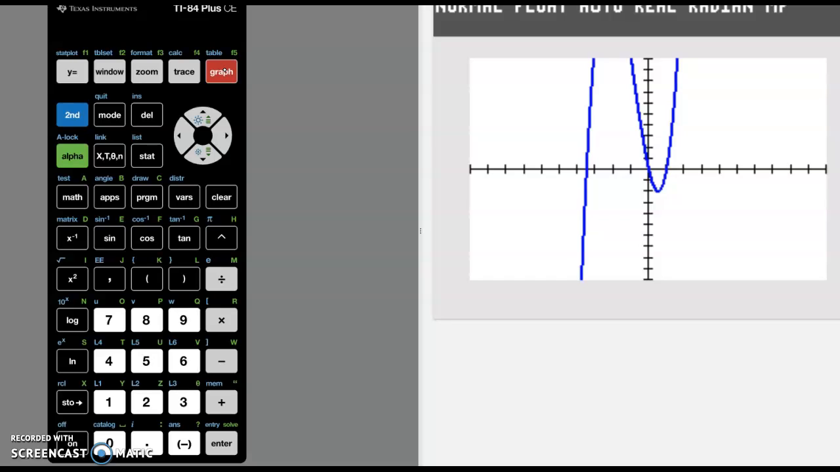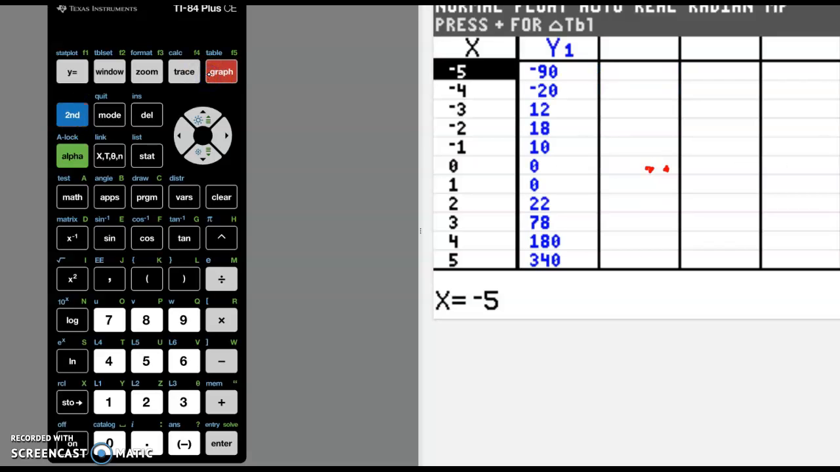But I can also see it looks like it crosses at 0. It looks like it crosses at 1. Looks like it crosses in between negative 3 and negative 4. So looking at my table, I can see, yes, it does cross at 0 and 1. And in between negative 3 and negative 4, I can tell that it does cross, because if my y value changes sign, negative to positive or positive to negative, I had to have crossed 0, right? 0 has to be in between negative 20 and 12. So there has to be an answer in between negative 3 and negative 4.